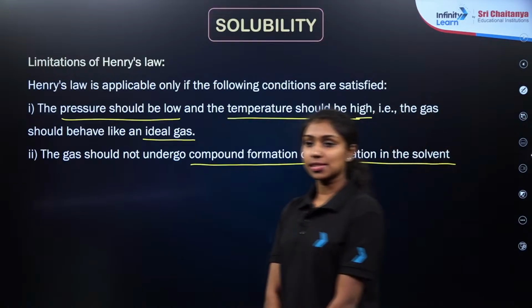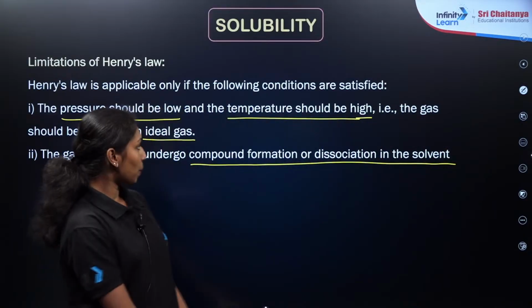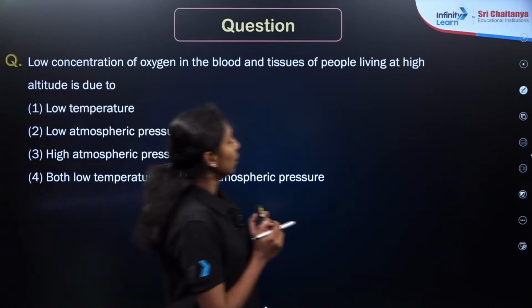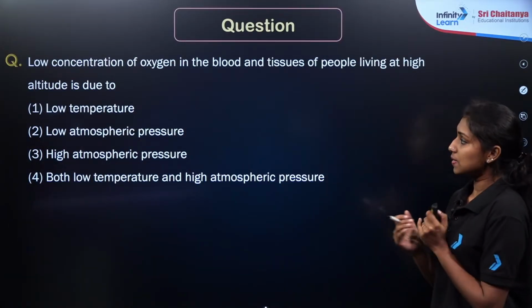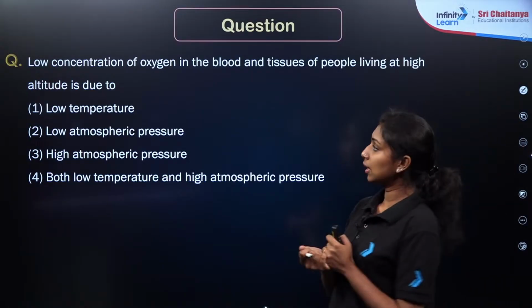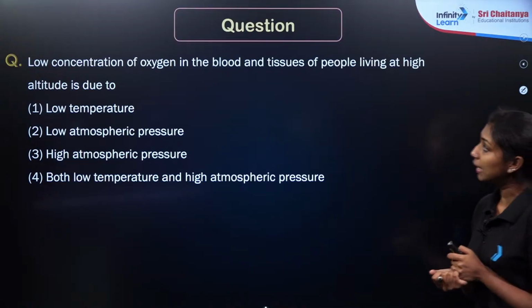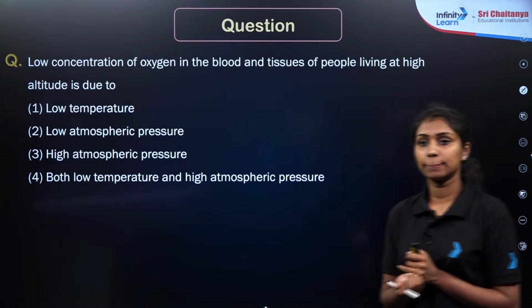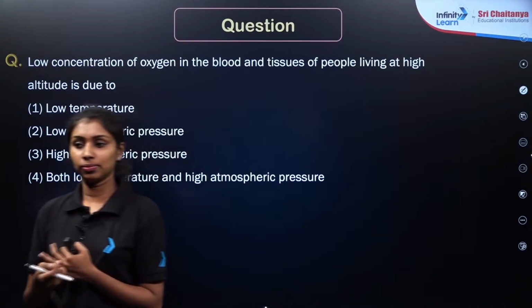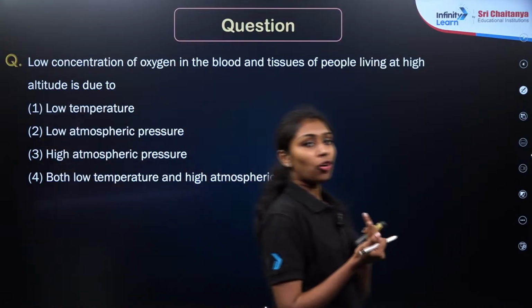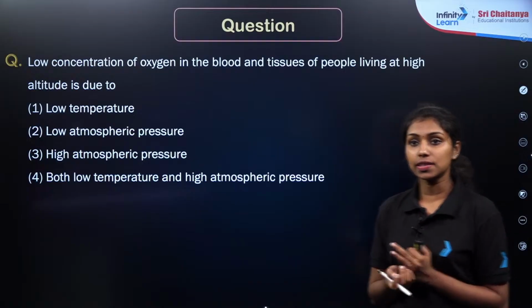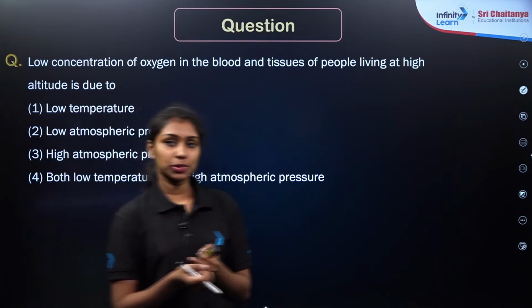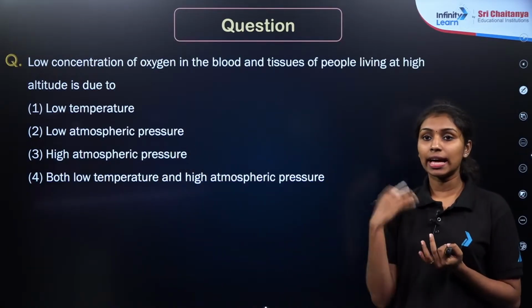So far, you can just recall the topics that we have covered in today's class. And again, one more question is here. It is based on the applications of Henry's law. What will be the answer for this question? The low concentration of oxygen in the blood and tissues of people living at high altitude is due to. We have already seen this, right? In the case of anoxia condition, what will happen to the atmospheric pressure at high altitudes?